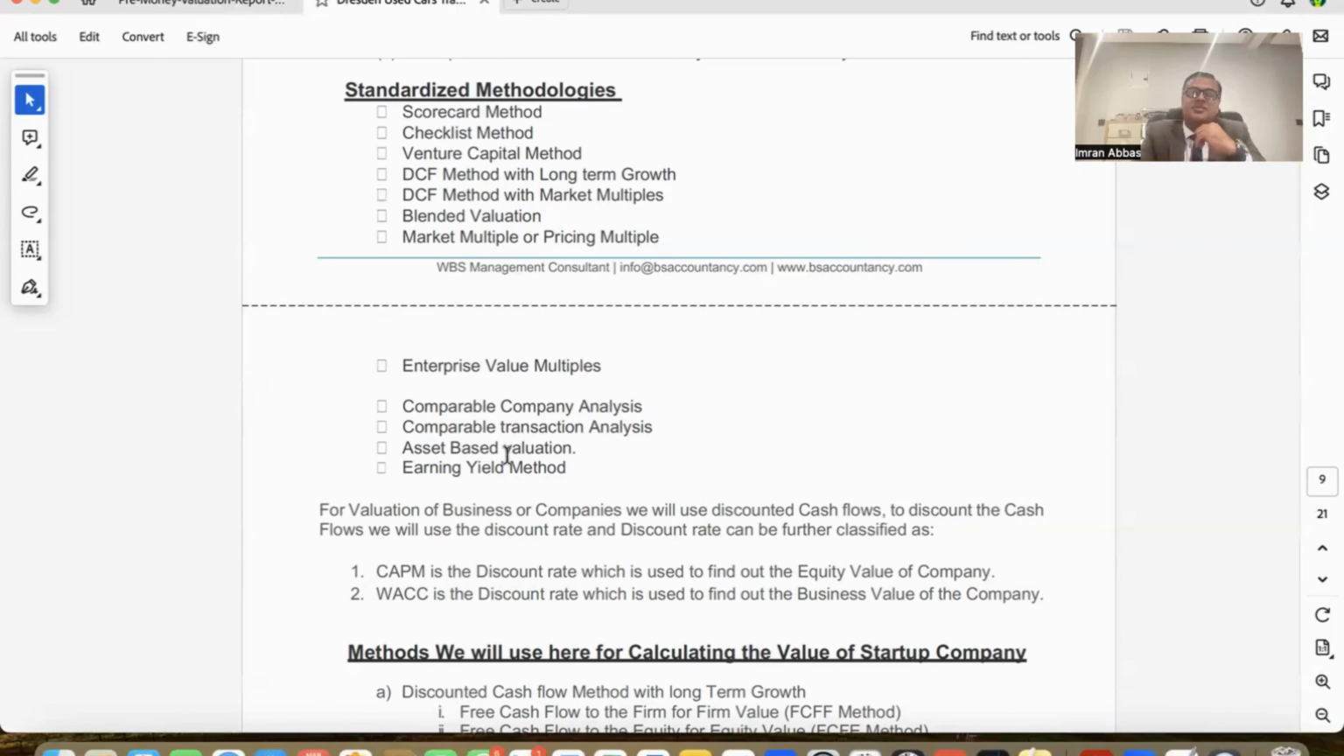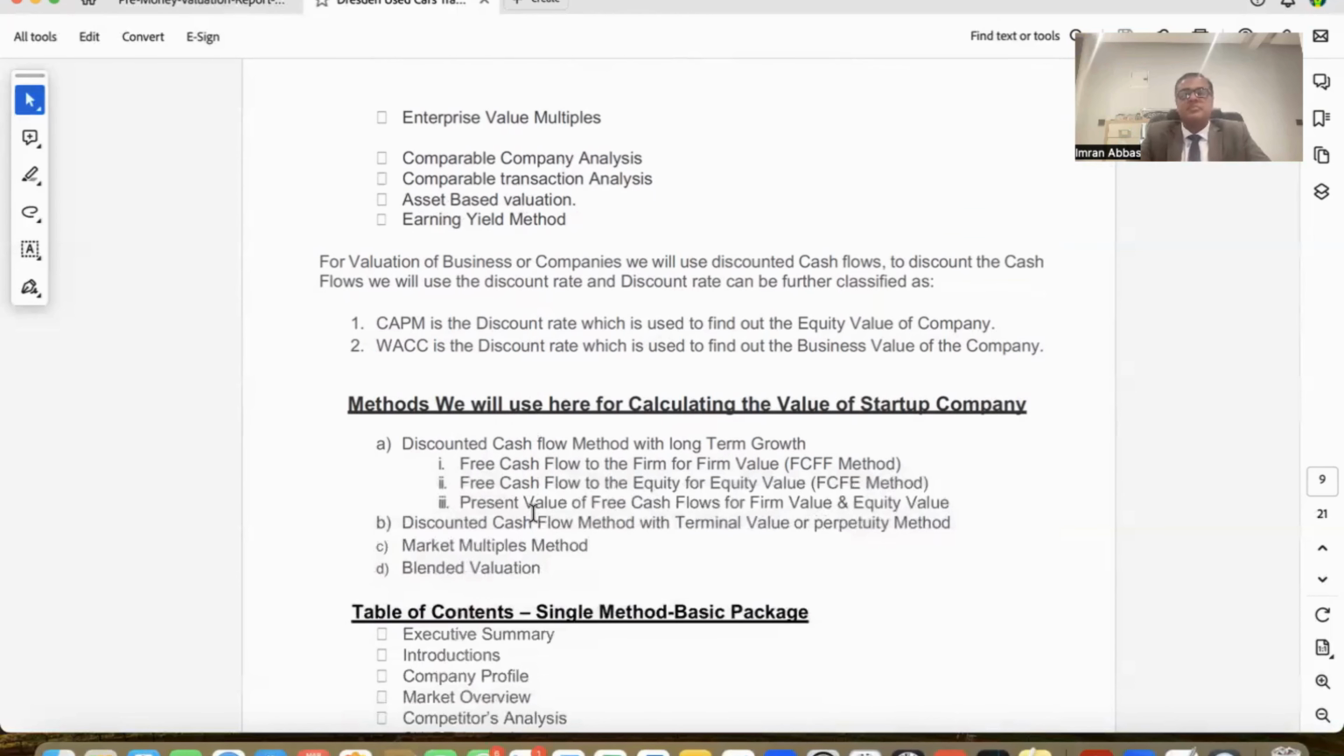The other is asset-based valuation. It is also called the private company valuation method, because the private company valuation has three methods. The first is the income method, which includes the DCF method, the free cash flow method. The second is the market approach method, which is the comparable company analysis. The third is the asset-based method. And apart from that, there is also the earning yields method.